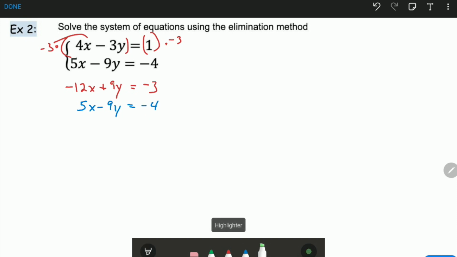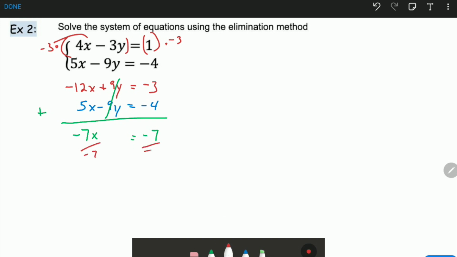Now we can see that we have a variable with the same coefficient, just different signs. So we're ready to actually start the elimination process. So we'll add our two equations. Negative 12x plus 5x is negative 7x. The 9y and negative 9y cancel out, and we're left with equals negative 7. Next thing we need to do is finish solving this equation, so we'll divide both sides by negative 7. Get x is 1.